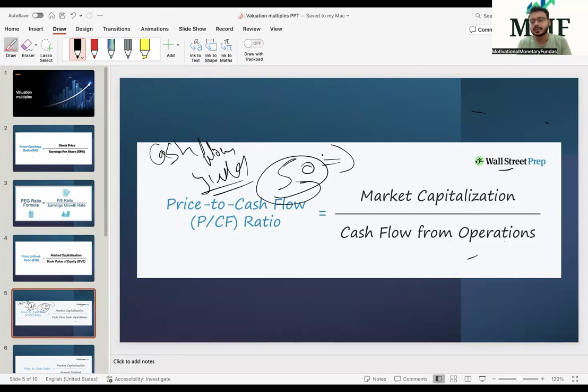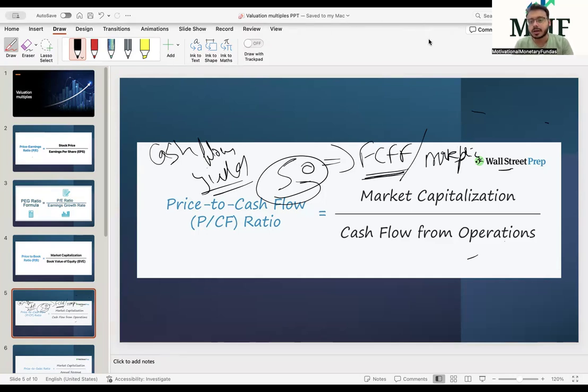Cash flow yield is nothing but how much free cash flow you are generating divided by the company's market price. So यहाँ पे you aren't taking into account the operating cash flow. You are taking into account the free cash flow to firm. I won't go much deep dive into it because it's a concept of DCF.